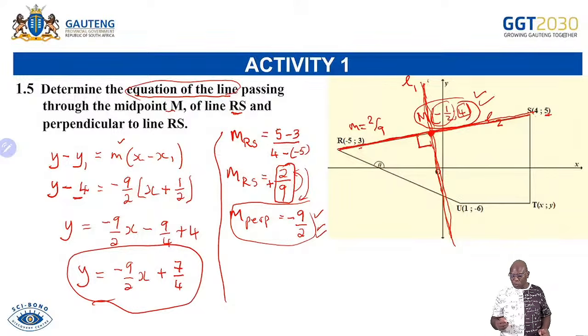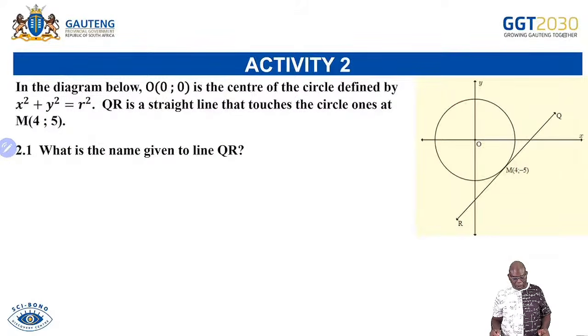And the next question here, which is activity 2, will now be based on the circles that we have done in grade 12. In this case here, we must read the information. In the diagram below, 0, 0, that is the center of the circle, is defined by that. So already they've given us the definition of the equation of the circle. What is missing? It's only the r squared.